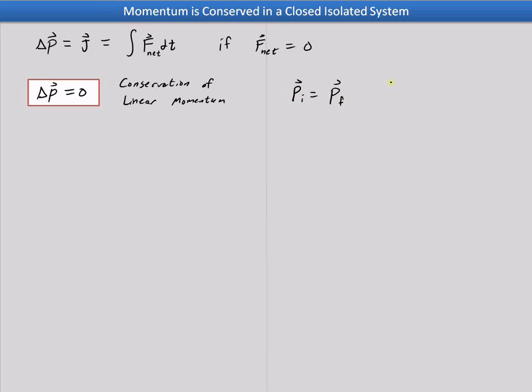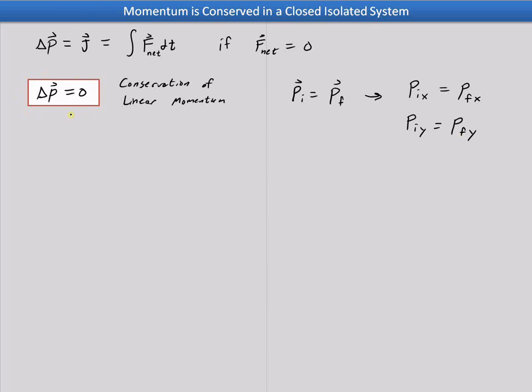Now notice that these are vectors. Momentum's a vector, and so in practice what we would do is break this up into components. So we would say that the initial momentum in the x direction is equal to the final momentum in the x direction, and likewise the initial momentum in the y direction is equal to the final momentum in the y direction, and a z component if you want in 3 dimensions. We're not going to do anything beyond 2-dimensional collisions here, but everything we do would extend to 3. It would just be more work.